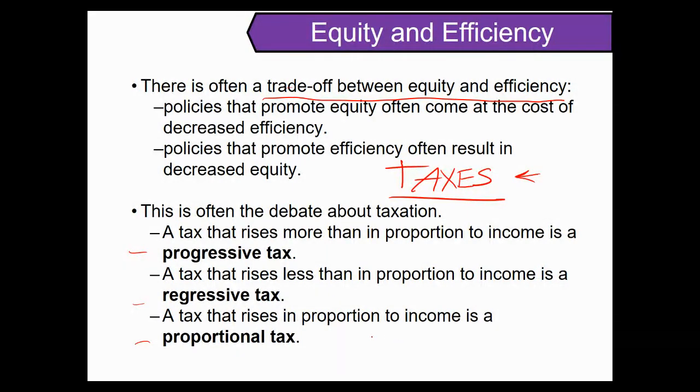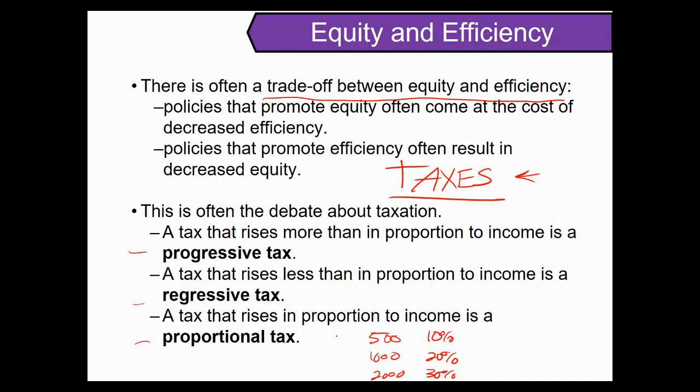So if we were to look at, let's say you made $500 a week, $1,000 a week, $2,000 a week, and $5,000 a week. Progressive taxes would say that as you made more, you might go from 10% taxes to 20% taxes to 30% taxes to 35% taxes. That would be a progressive tax. The more you make, the larger percentage you pay.